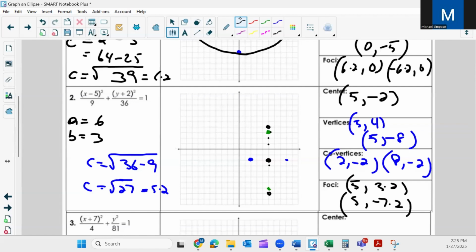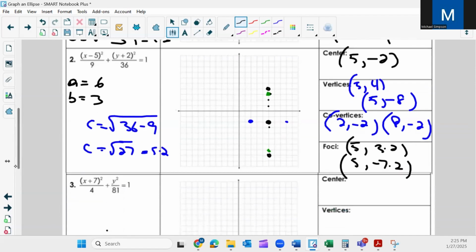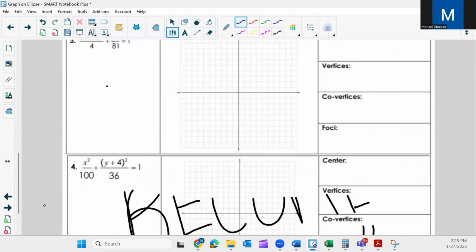Okay. All right. So we didn't finish 3 and 4. So we're going to finish 3 and 4. And then that sheet that was due today, it's due tomorrow. Are we good? That's due tomorrow. Okay, got it. Calculators, please.